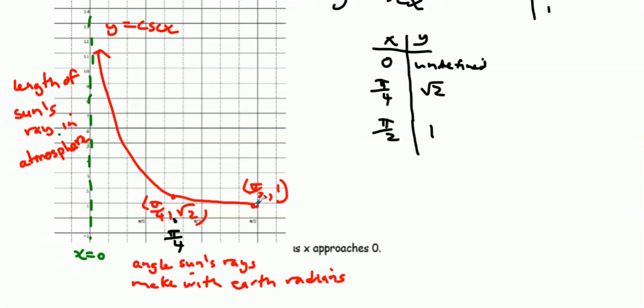Okay, so can we get less than 1? Could it ever be less than 1? In theory, no, right? Because the sun can't be any closer than overhead, and so this is our minimum, our lowest possible value. So as x approaches 0, what is happening to our y? Our y's are increasing.